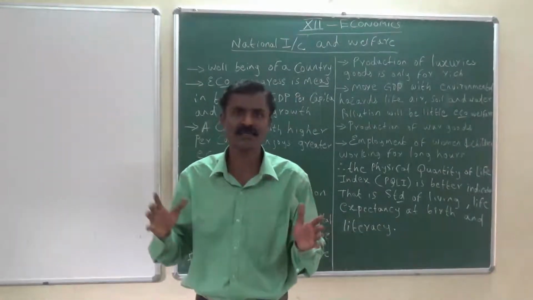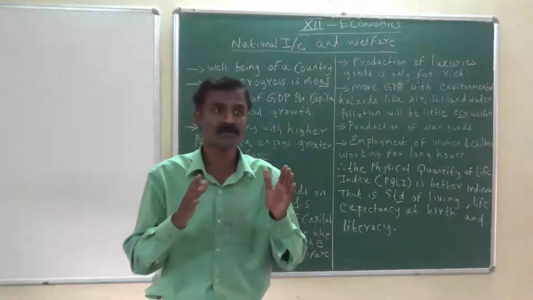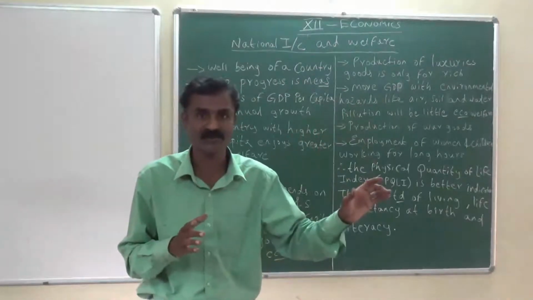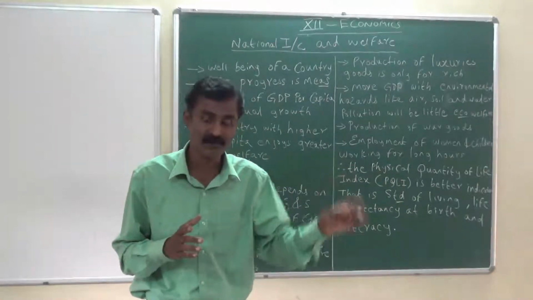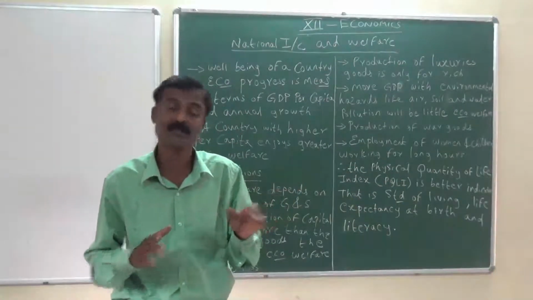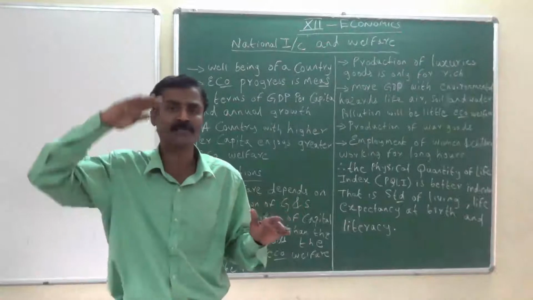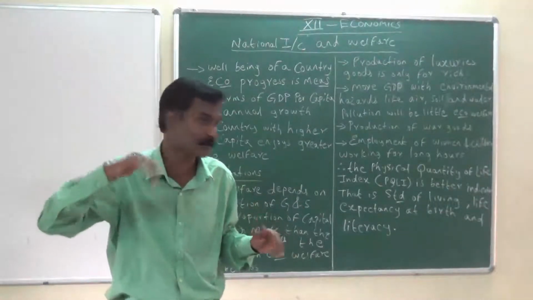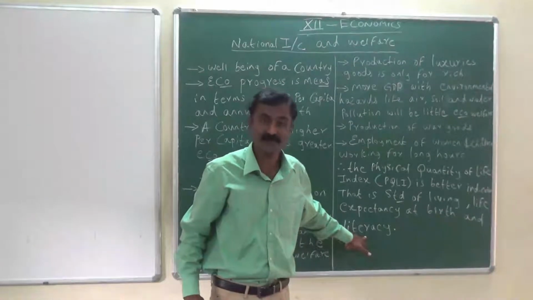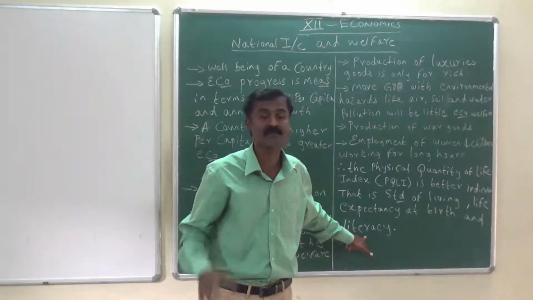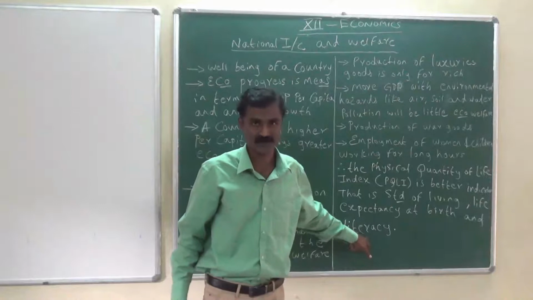Maybe there are many countries where the life expectancy is very low. 20% of the people die between 0 to 5 years, and then between 5 to 10 years, another 20% die. That should not be the case. There should be a standard life expectancy at birth. And very good literacy is a very important point, that every child in the country must get proper education.